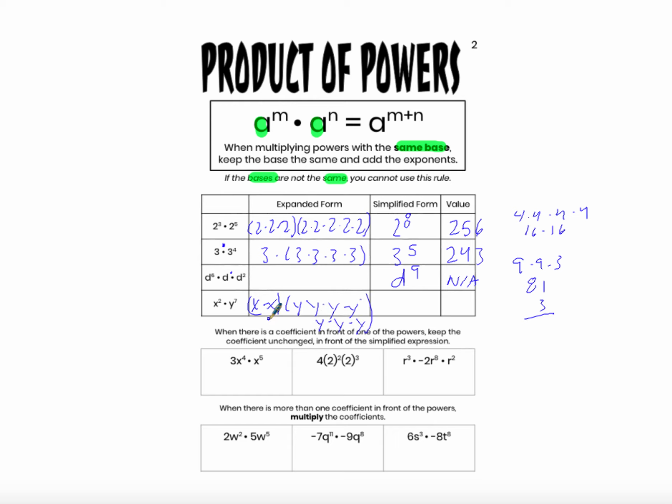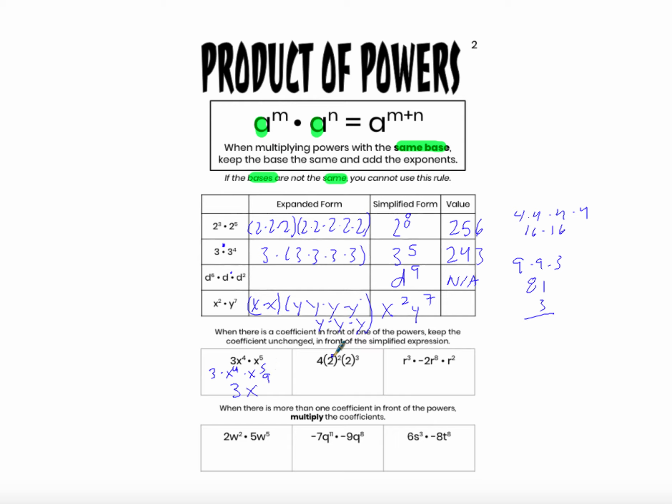I can't somehow write this as xy to the 9th. X squared y to the 7th just stays x squared y to the 7th. I can't somehow squish those together. If there's a coefficient in front, that 3 is not in parentheses, so I just have 3 times x to the 4th times x to the 5th. That means my simplified expression is 3 times x to the 4 plus 5, x to the 9th.